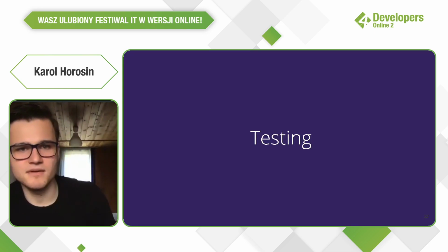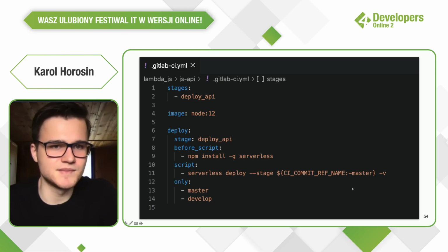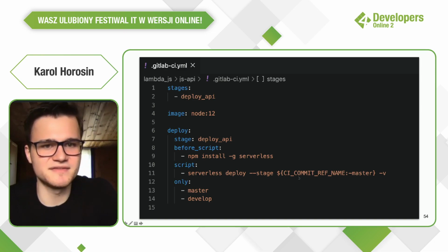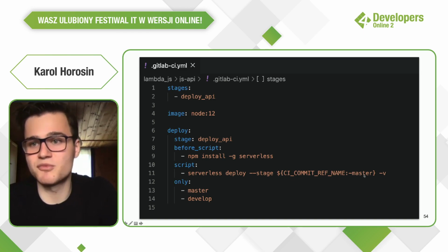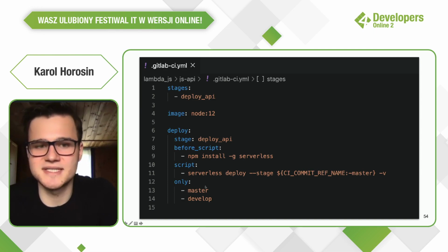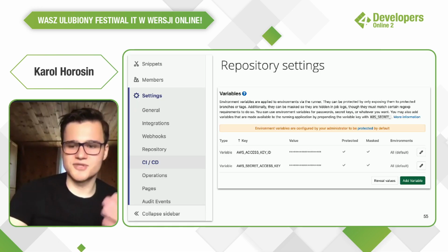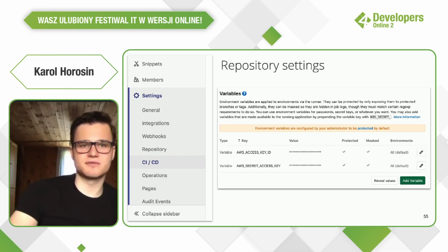So coming back to the CD setup, we have the GitLab CI variable called CI commit ref name. This is a branch name. So by default, we do master. That's what I used for local testing of this command. But really, you just take master or develop here, because we allow this pipeline to run only on master and develop at the bottom. And as I said, there is one thing you need to configure, which is repository settings.